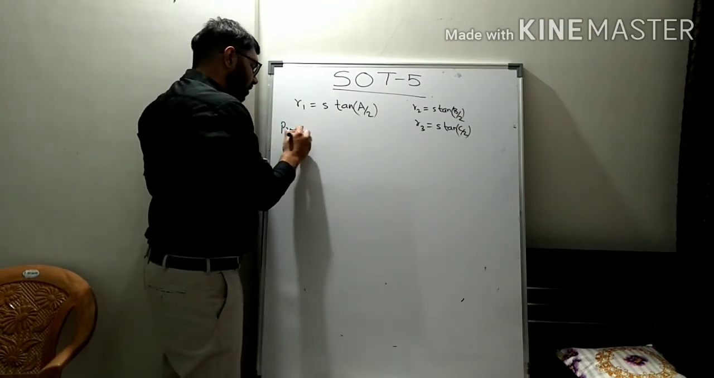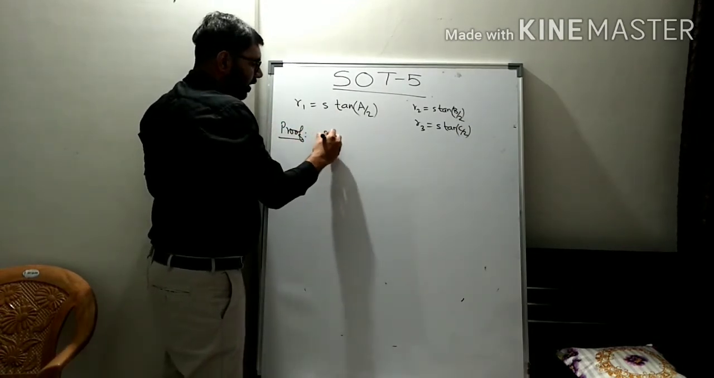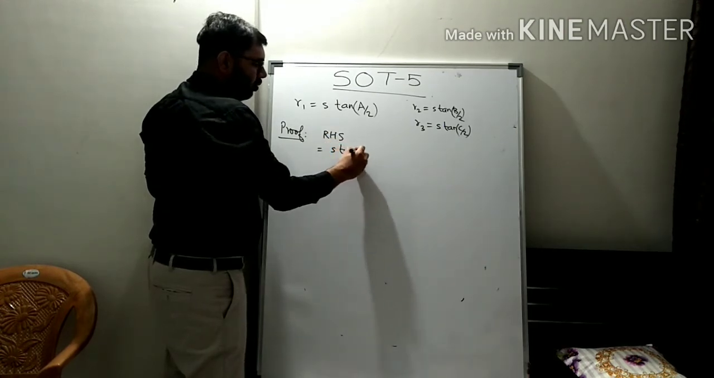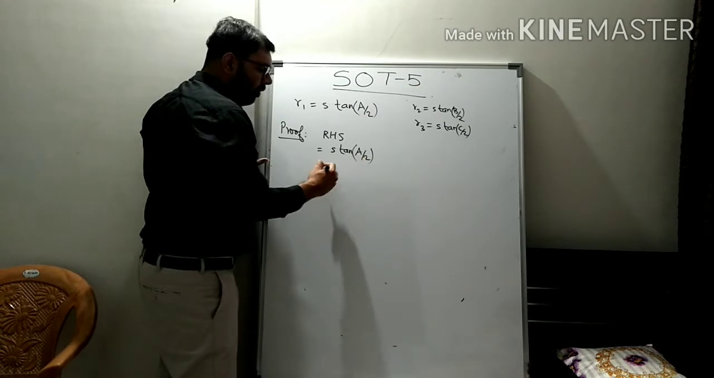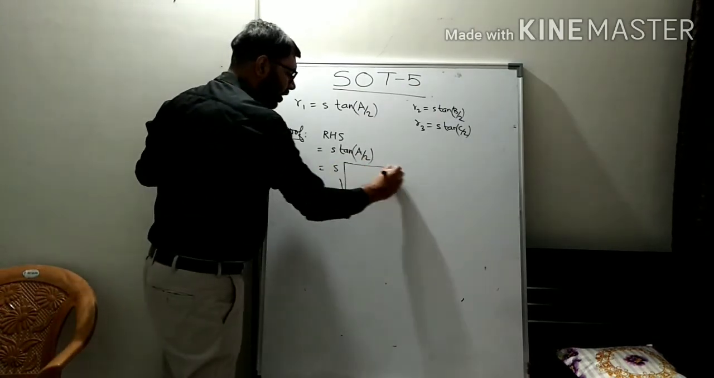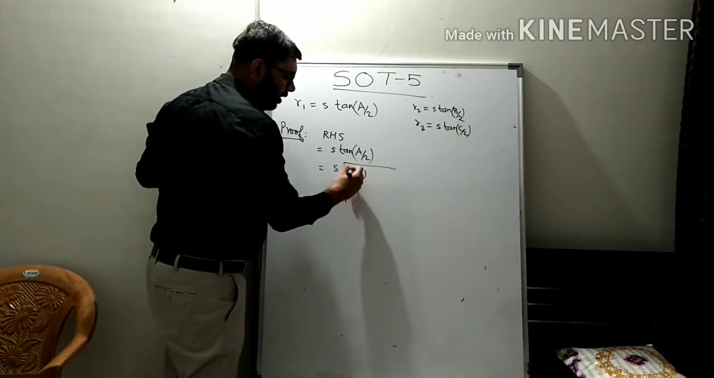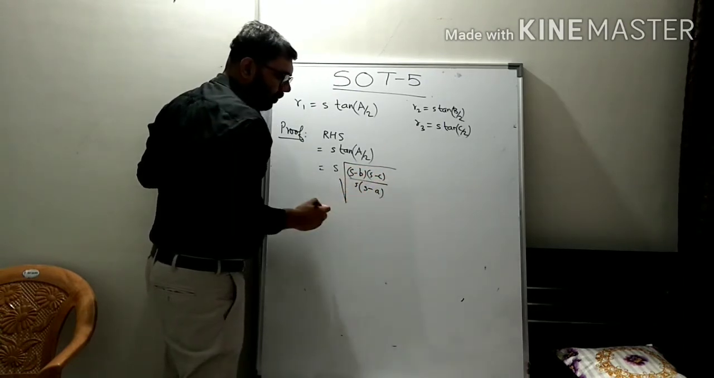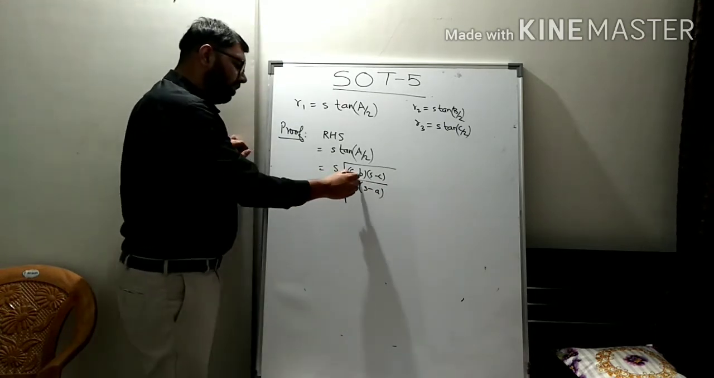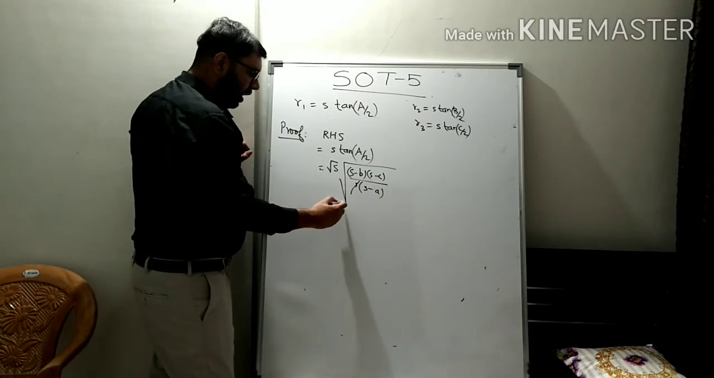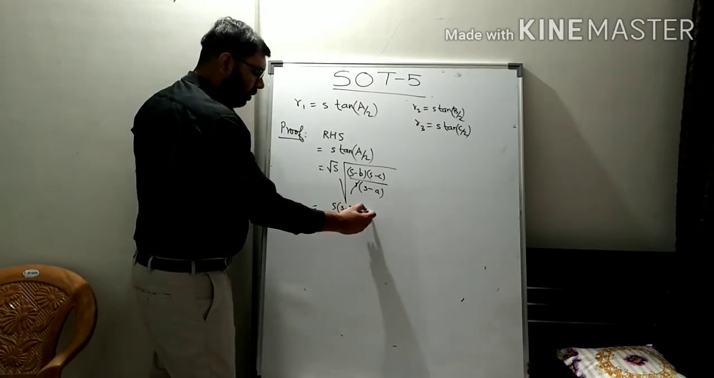So for the first result, if I focus on RHS, RHS is s into tan A by 2. Now you apply the half angle formula for tan A by 2. The half angle formula for tan A by 2, as we have already studied earlier in this chapter, is root of s minus b, s minus c divided by s into s minus a. Okay, so if we cancel root of s, you will be left with root of s in the numerator, which means we get root of s, s minus b, s minus c.